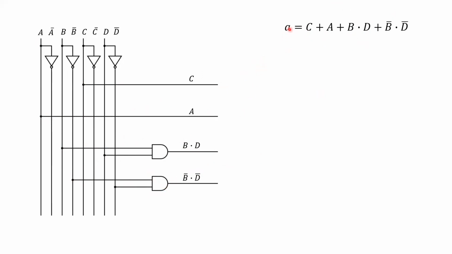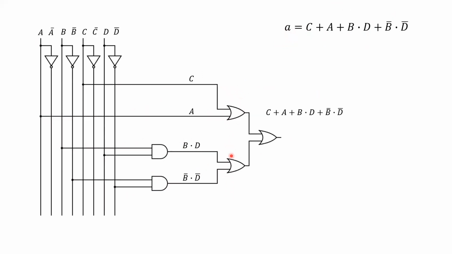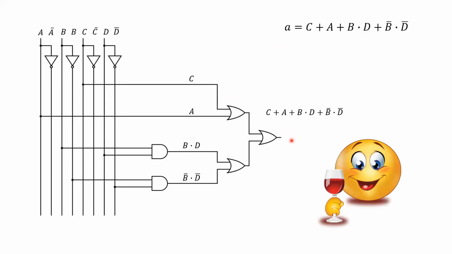Then to get the actual A, we just OR all these 4 together. So this is pretty much just one big OR gate, but with 4 inputs. And this is the result, the equivalent to A. So here we're going to get A. And that's pretty much it. That's how you create the circuit for the A output.